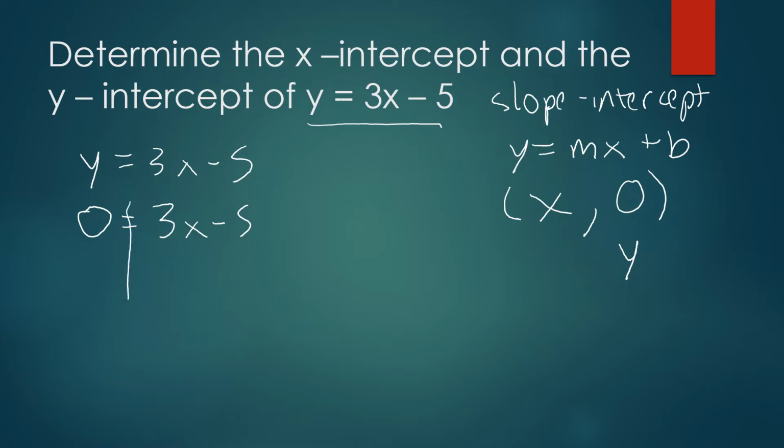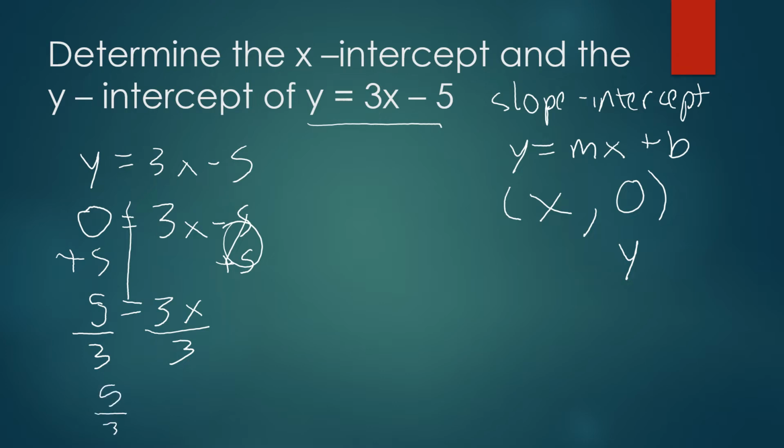I need to do the additive inverse first. Move this 5. So negative 5 plus 5 gives me a 0 pair. What I do to one side, I've got to do to the other. 0 plus 5 gives me 5. It's equal to 3x. Now at this point, I'm going to use the multiplicative inverse and divide by 3, which gives me that my x-intercept is 5 over 3.